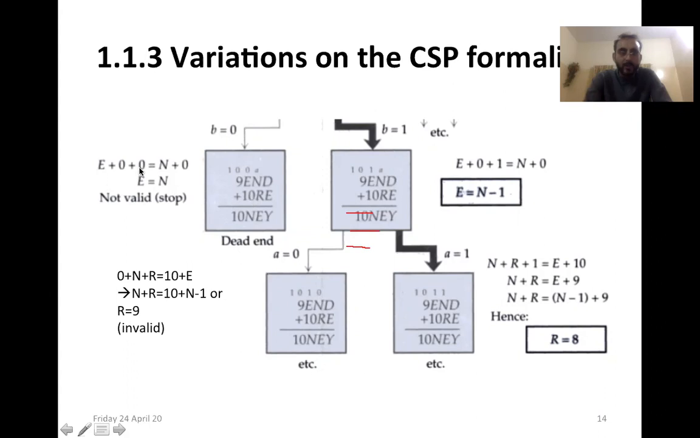So E plus 0 plus 0 is equal to N plus 10 multiplied by the next carry, which is 0. So 10 multiplied by 0 is 0. That's why it is N plus 0. And here we have finally E is equal to N, which means the value of letter E and the value of letter N are the same, which is violating our constraints. Because in our constraint set, we know that each letter must have a different value. So this is invalid. We have to stop here. So this is the dead end.